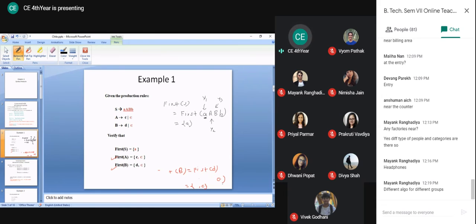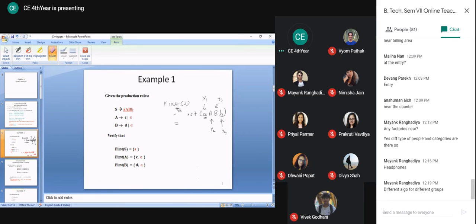And if y1 and y2 both are deriving null, then we have to think about y3. And if y1, y2 and y3 all are deriving null, then we have to think about y4. But here in our case, y1 itself is A, which is not null. So we'll get only A in the first of S. So it is nothing but the first symbol which we are getting during the derivation from all these non-terminals.